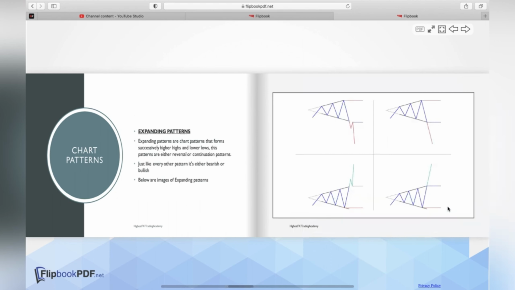He said the expanding patterns. Expanding patterns are chart patterns that form successive highs and lows. After a high, you have a low. They are all successive. A normal trend is supposed to be higher highs and higher lows, or lower lows and lower highs. But this one is higher high, lower low, higher high, lower low. You see the way it is successively higher high, lower low, higher high, lower low. That's how it is.